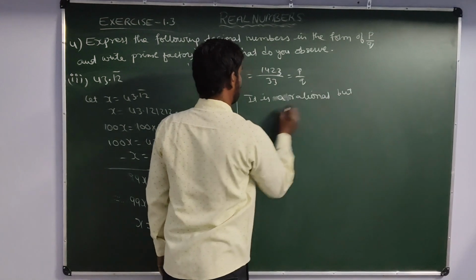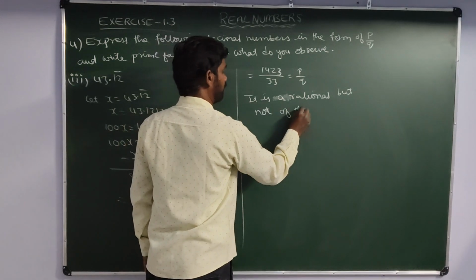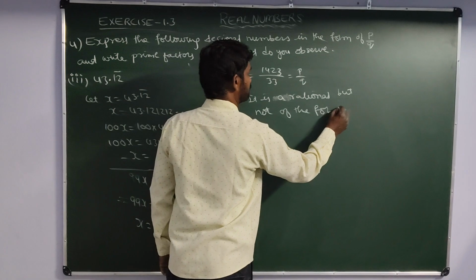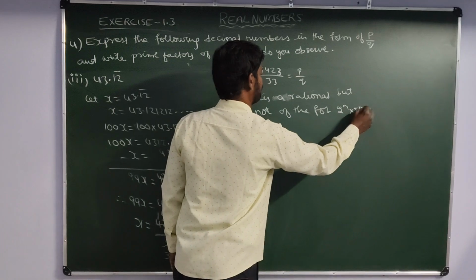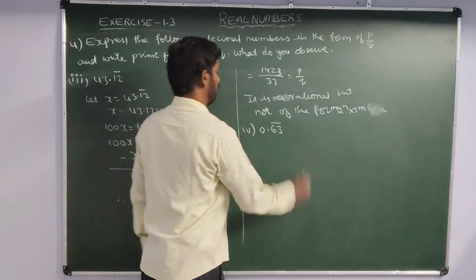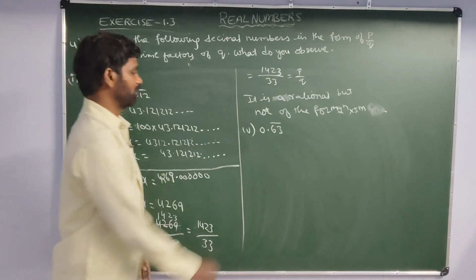But it is not of the form 2 power n into 5 power n. Similar question, fourth one, 0.63 bar.